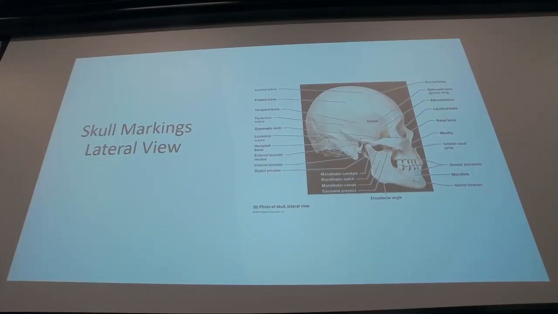So this zygomatic arch has two parts. The temporal process of the zygomatic and the zygomatic process of the temporal form a bridge. Sometimes you will see something like that, where the zygomatic has a temporal process and the temporal bone has the zygomatic process. You will see it again in the forearm.